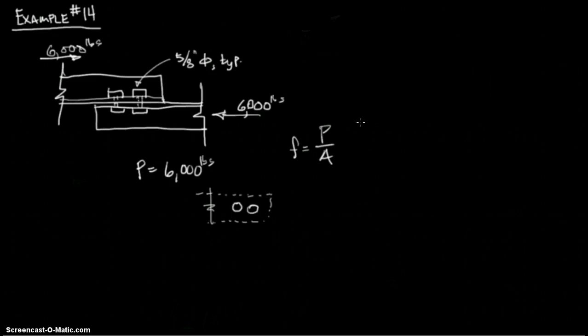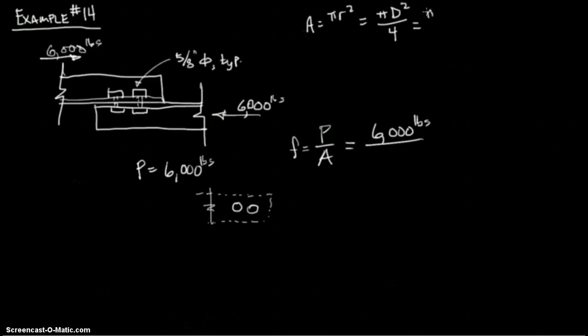What we know is P, so let's throw it on there, 6,000. We don't know A right now. Let's figure it out. We know that these are circular bolts, so it's pi r squared, and we know that pi r squared also equals pi d squared over 4. You can do the math on that to justify that to yourself.